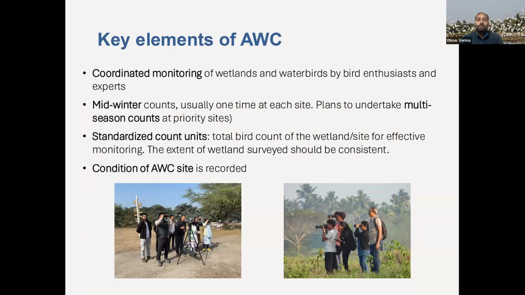Now, talking about the key elements of AWC, there are 4 listed here. Number one, unlike other citizen science programs, we have a framework of coordination here. In a way, we have also received feedback, or inputs, that since it's a coordinated effort, at times there are limitations to it.